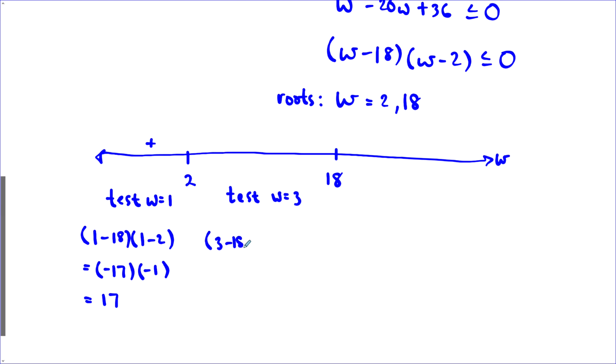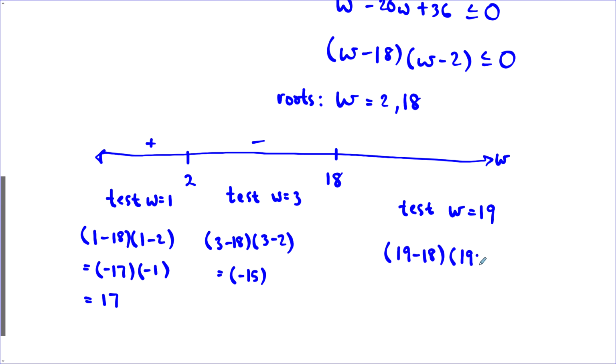That would be 3 minus 18, 3 minus 2: negative 15, and 3 minus 2 is just 1, so negative 15. This interval is negative, that's the interval we want. And this one will be positive, but we'll just show that we tested it. 19 minus 18, 19 minus 2. This is 1, this is 17. Sure enough, it's positive. So we want this interval right here.